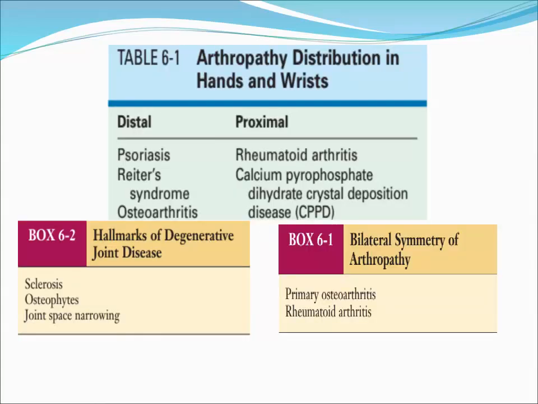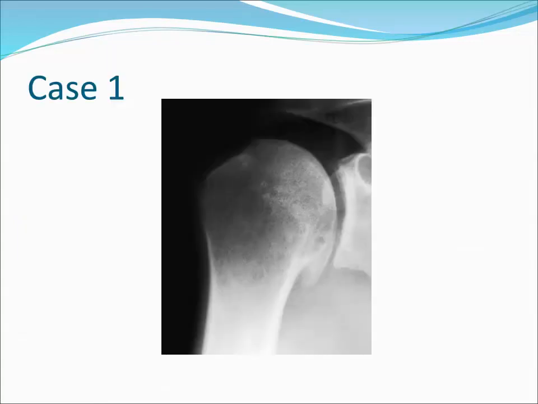This busy slide is showing arthropathy distribution in the hands and wrists. Box 6.2 elaborating the hallmarks of degenerative joint disease. Box 6.1 Bilateral symmetrical arthropathy. Radiograph of the shoulder of the former professional baseball pitcher with long-standing shoulder pain has joint space narrowing, subchondral sclerosis, and osteophytosis, which are hallmarks of degenerative joint disease, DJD.